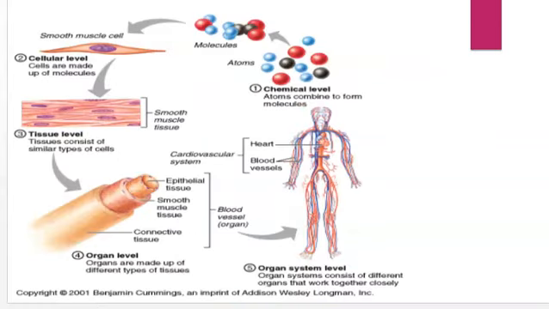Going forward, there are different levels which we are going to study. As we studied earlier, at the cellular level, the cells are made up of different molecules. Then they form tissues. The tissues consist of similar types of cells. Then they form the organs. Organs are made up of different types of tissues. From organs, the organ systems are formed. The organ system consists of different organs that work together closely with each other.